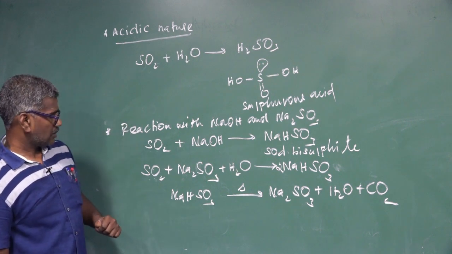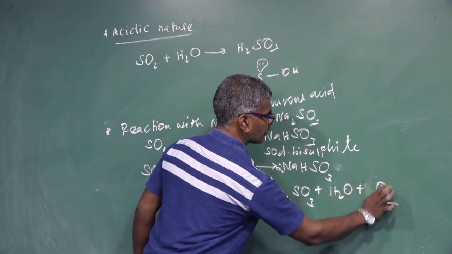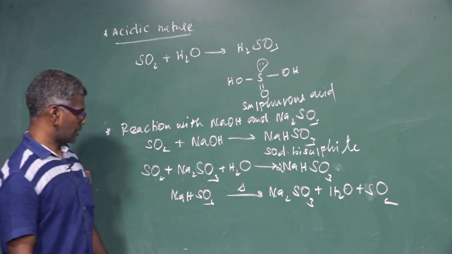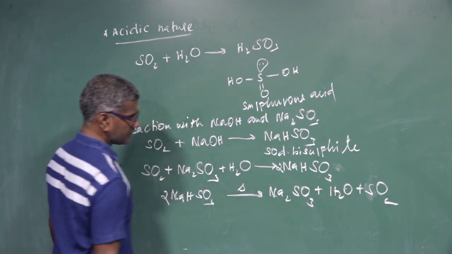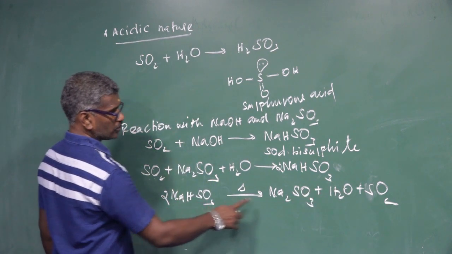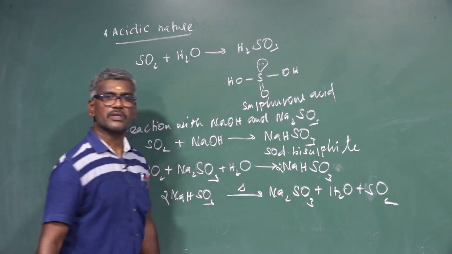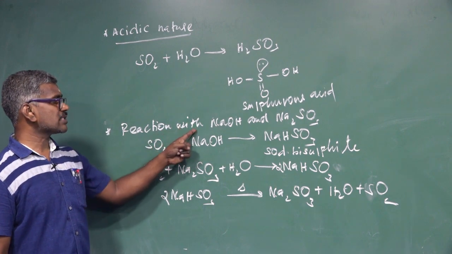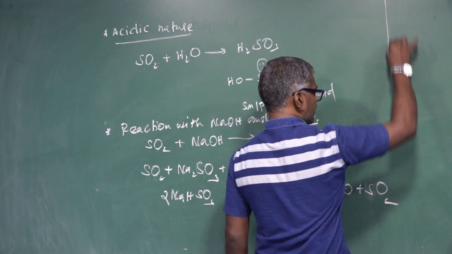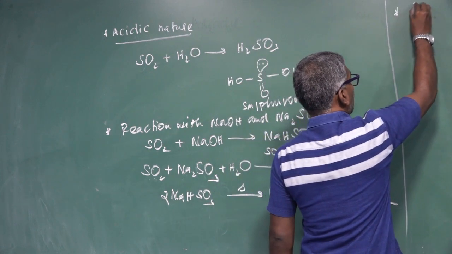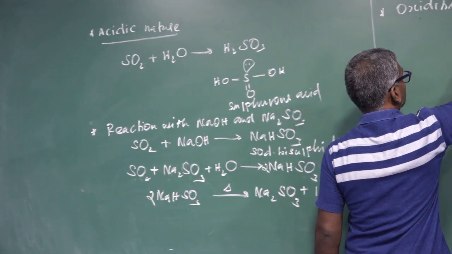Here not CO2, it is SO2. Here 2 sodium, 2 hydrogen, sulfur 2, here 1, here 2, 6, 3, 4, 6. The equation should be balanced. Reaction with sodium hydroxide and sodium sulfide. Another property: SO2 acts as an oxidizing agent.